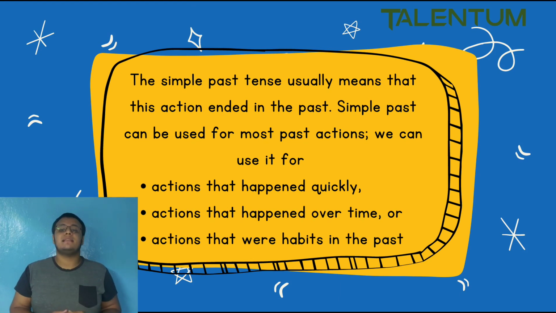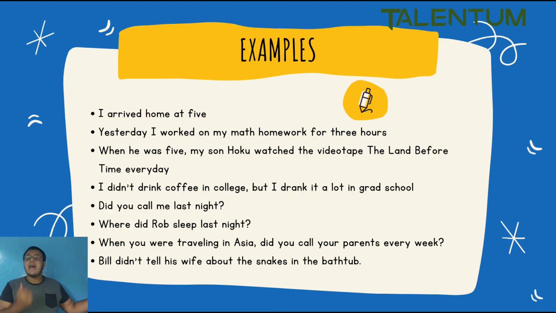The simple past tense is usually used for things that happened in the past, things that ended in the past. This tense is commonly used with all past actions. For example, actions that happen quickly, actions that happen over time, and actions that were habits in the past that are no longer habits in the present. We have here some examples.